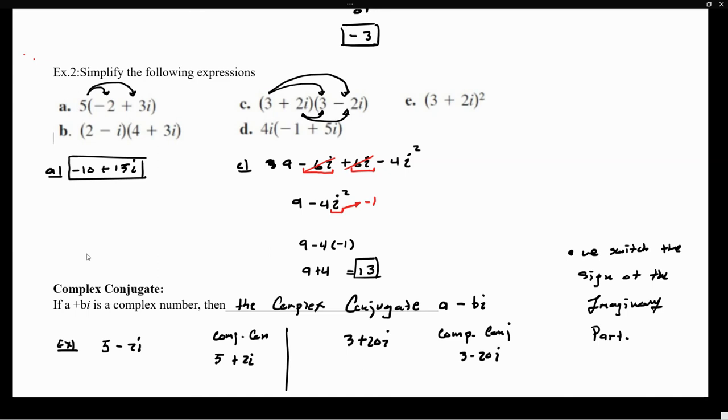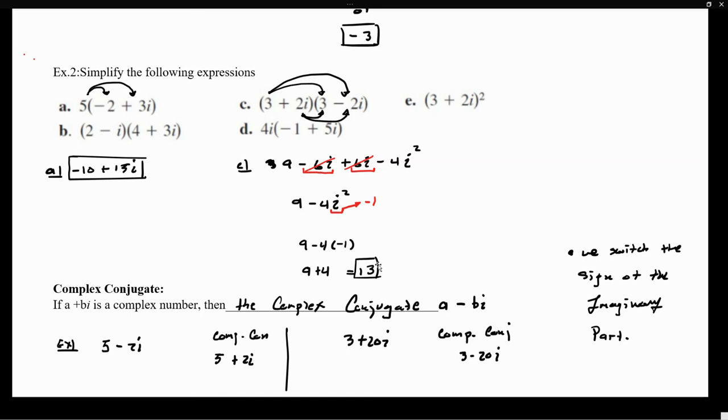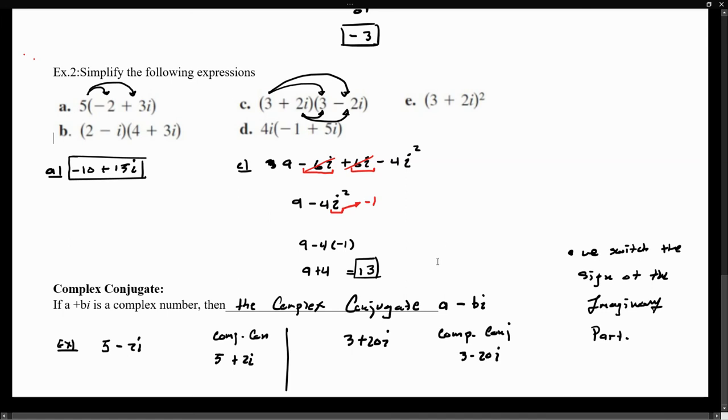And why is the complex conjugate so important? Because let's go back to example C. If you take a look at example C, we have a complex number and we multiply by its complex conjugate. And anytime you have a complex number and you multiply by its complex conjugate, what you're going to end up with is always a real number. That is always going to be the case. Any complex number multiplied by its complex conjugate, the result is always a real number. So keep that in mind.